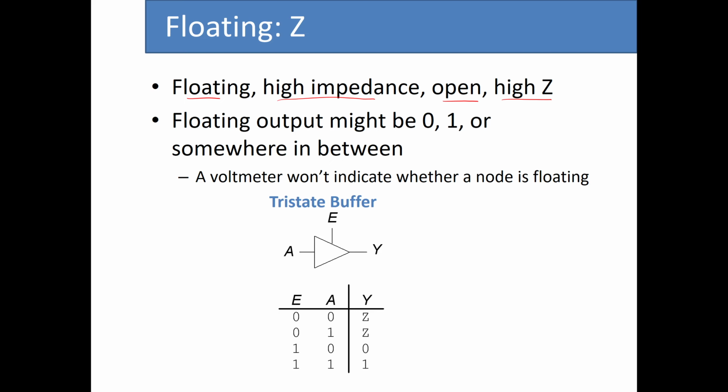But the voltmeter won't indicate whether a node is floating or not, right? Just by connecting a voltmeter to that output, you basically apply some load, which kind of defeats the purpose of the high impedance, or the floating Z. One example of such a case is in tri-state buffers.